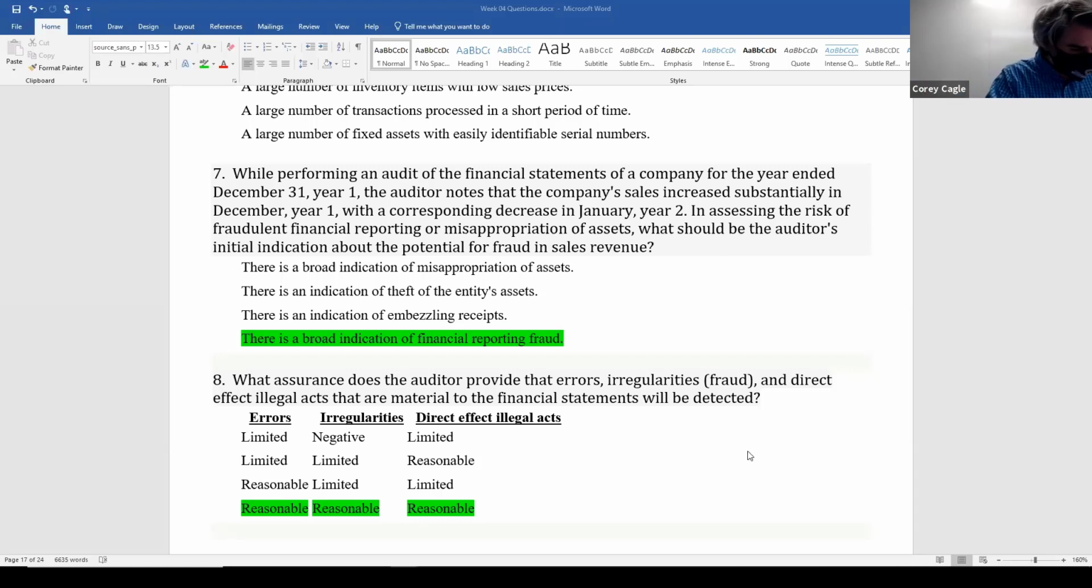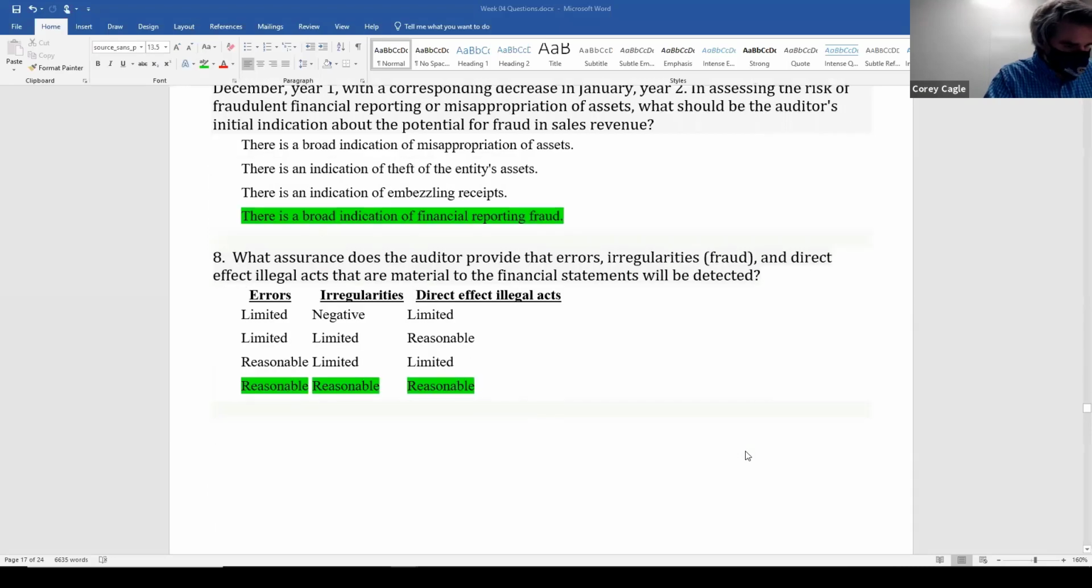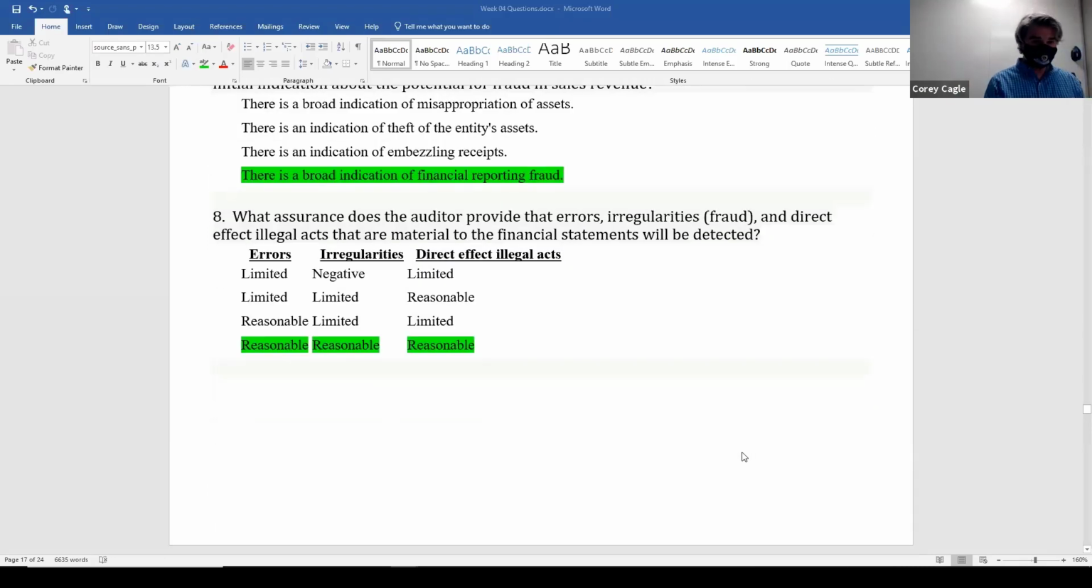It was pretty simple. But good, we provide the same assurance regarding errors, irregularities, and illegal acts. Reasonable assurance. And again, notice that this is our concern: how do these things affect the financial statements? That's all that we're really looking at.